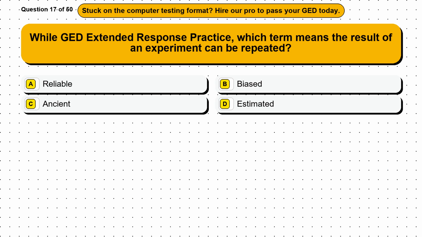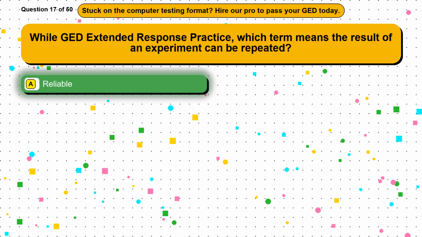Question 17. While GED Extended Response Practice, which term means the result of an experiment can be repeated? Option A reliable. Option B biased. Option C ancient. Option D estimated. The correct answer is option A.